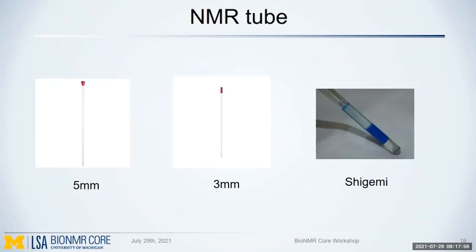So this is how these tubes look. A 5 millimeter one is the most commonly used one. I'm sure most of you have used it before. And those 3 millimeter ones are a little bit thinner, with a diameter of just 3 millimeters.